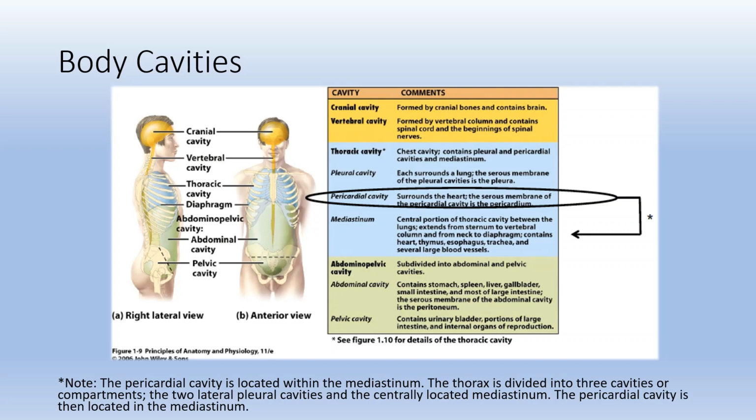This slide will also give you a layout of the body cavities. As seen on the right lateral view in yellow, you have the dorsal body cavity, which we now know can be further divided into a cranial cavity and a vertebral cavity. You should note that the cranial cavity is found in the skull and contains the brain. The vertebral cavity is contained within the vertebral or spinal column and contains the spinal cord.